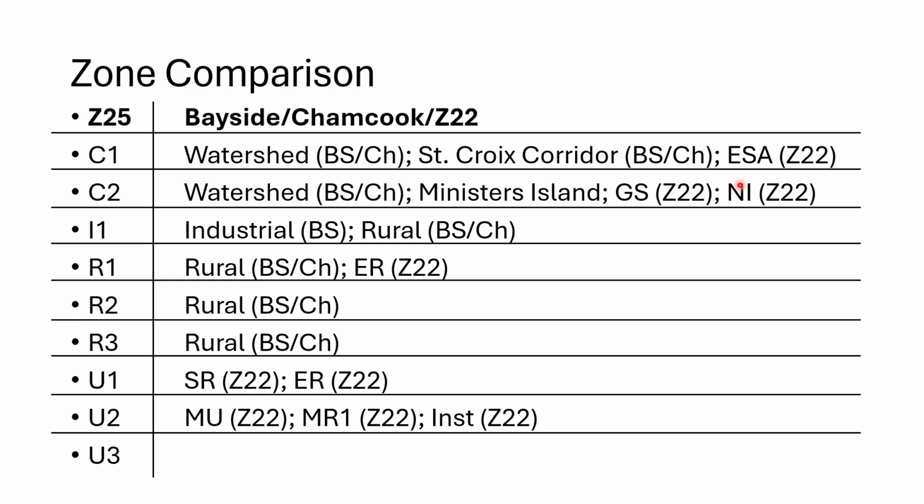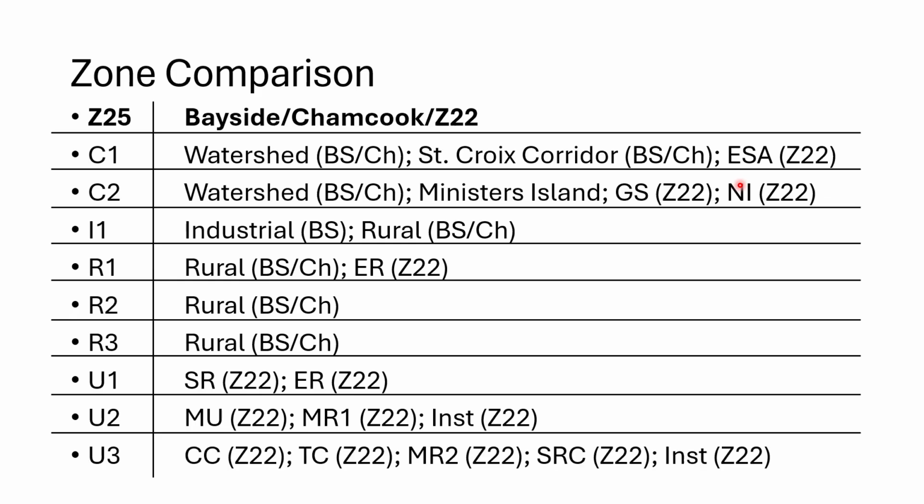The MR1 zone, the low density multi-residential that exists within the town plat, and institutional uses. Those are all reflected in the U2 zone. The U3 zone, you've got the true mixed use zones like central commercial, which does allow for any number of residential uses, tourist commercial, MR2, the high density residential, service residential, cultural, which is just Kira and the amphitheater, and the institutional zone. So you can kind of see how the rural zones got split up over multiple zones and the urban zones got condensed into fewer zones.